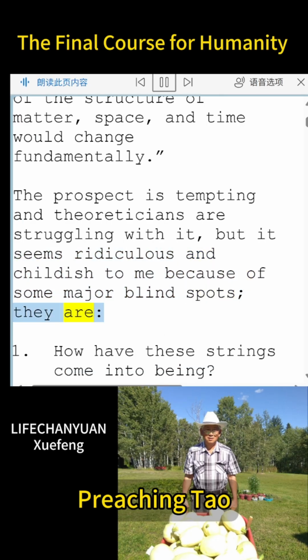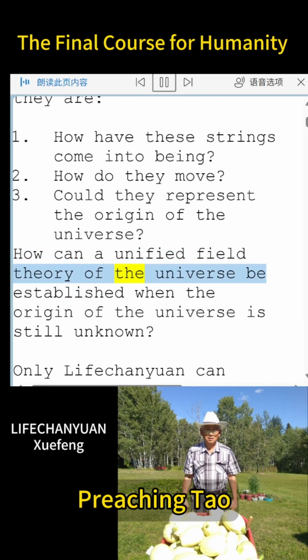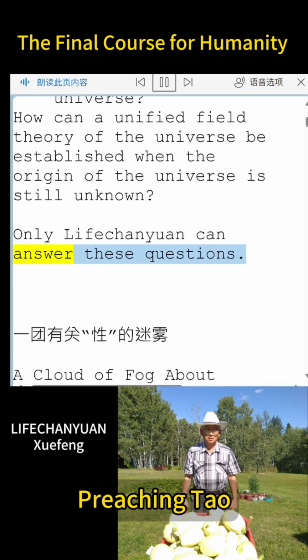They are: how have these strings come into being? How do they move? Could they represent the origin of the universe? How can a unified field theory of the universe be established when the origin of the universe is still unknown? Only Lifechanyuan can answer these questions.